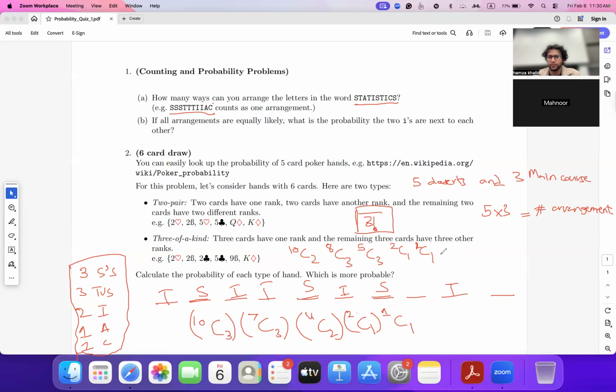So the product rule is at work here, and all of these are your distinct choices. Likewise, when you calculate this, it's going to give you the same answer as the one that we got before. So I'm going to do this one because I haven't tried it. So 10 choose 2, 8 choose 3, 5 choose 3. Precisely the same answer.